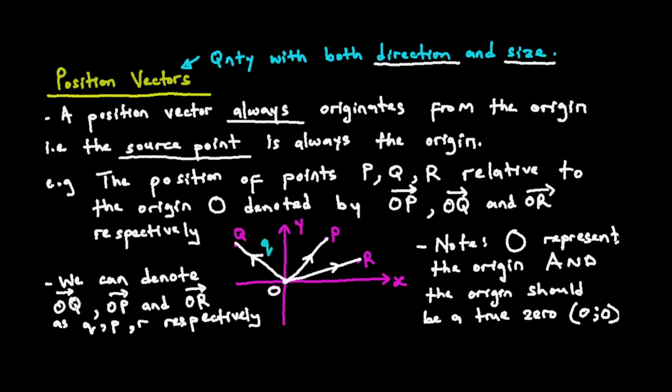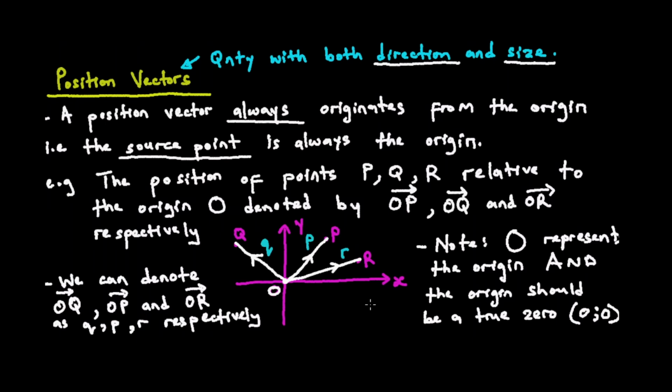Instead of saying OQ, sometimes we write a small letter q. Instead of saying OP, it can just be P. And instead of saying OR, it can just be R. That is also a very important vector. Okay, so this is what we have for position vectors.